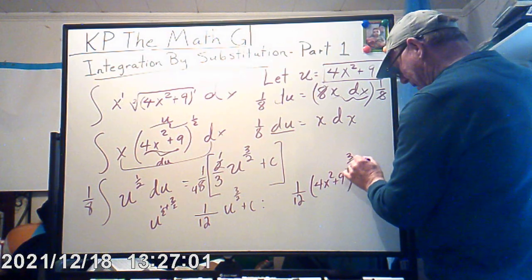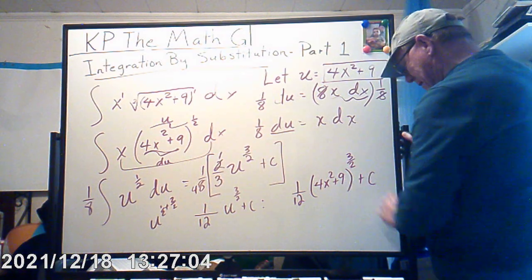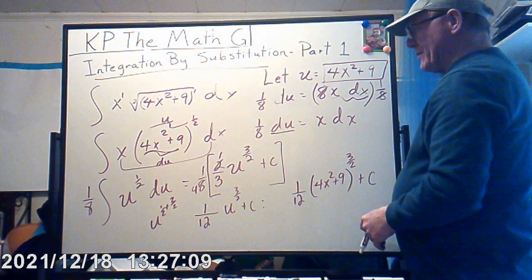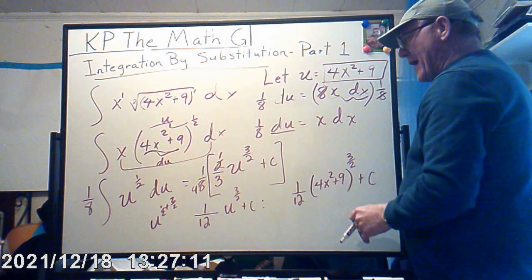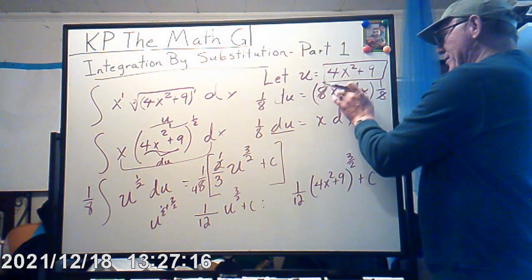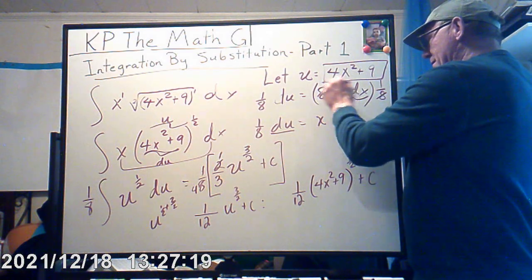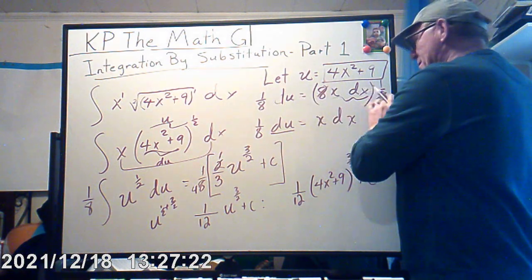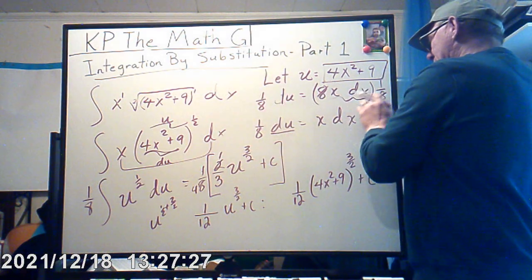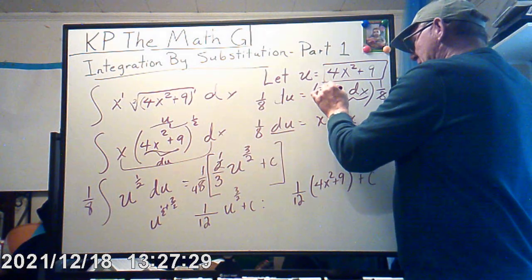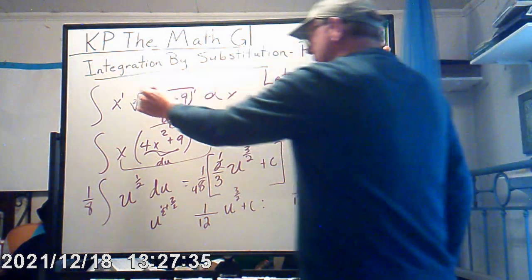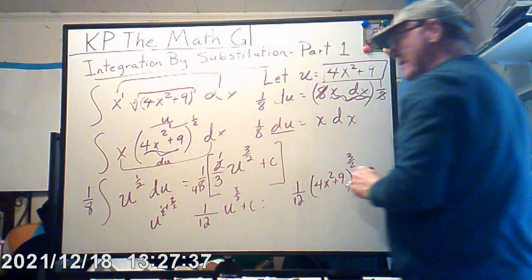Alright, to the 3/2 plus c. And there's your first integration by substitution. You have to realize that if I take the derivative of this, even though this is 8 here, I can actually multiply and get rid of that 8 and make that 1/8 on both sides here. Okay, and then the 8 is gone here, so that leaves me with x dx. There it is, x dx right there.